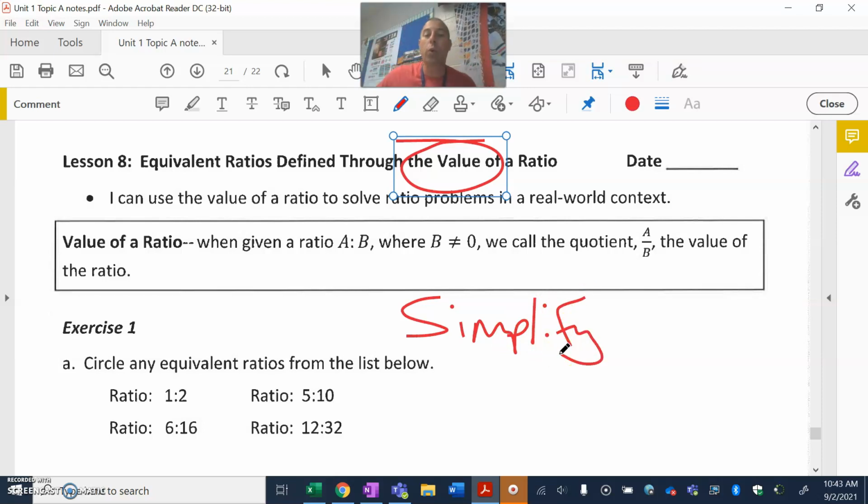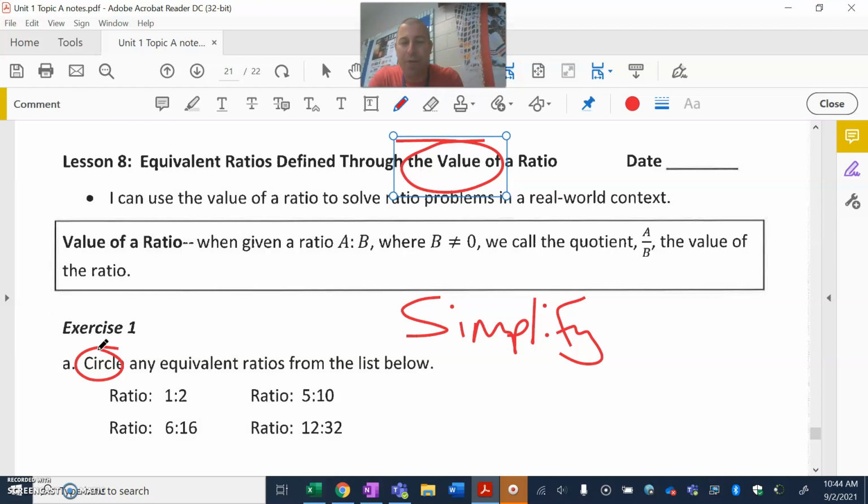All right, simplify. So equivalent ratios. What we said before is, hey, as long as you multiply or divide by the same number, it's good. So down below here in exercise 1, they want me to circle any equivalent ratios from the list below. What they're saying to do here is, instead of putting them side by side and figuring out what to multiply by, the faster, more efficient way is just to simplify, because all equivalent ratios will simplify to the exact same thing. Let's take a look here.